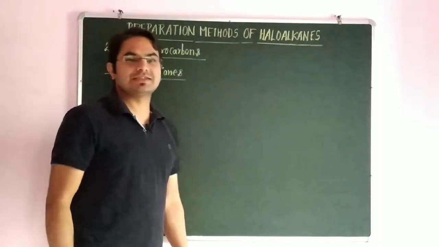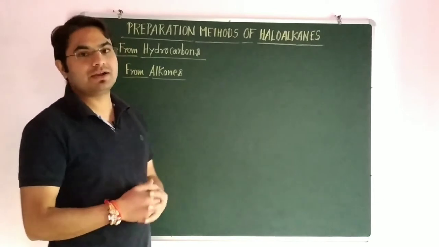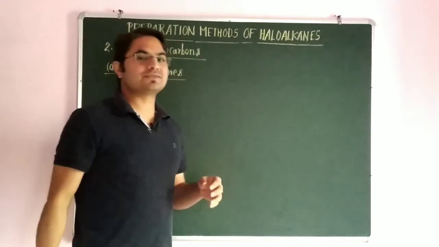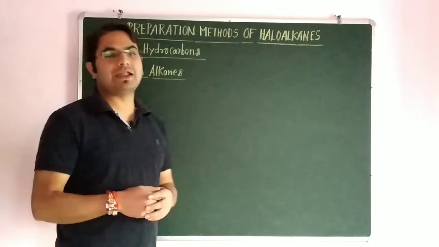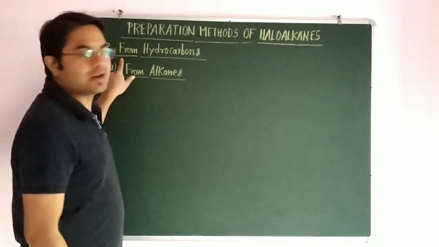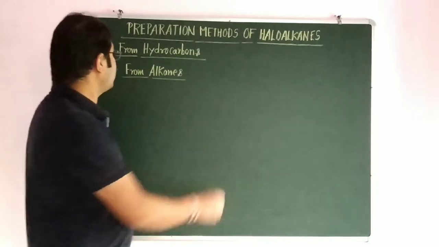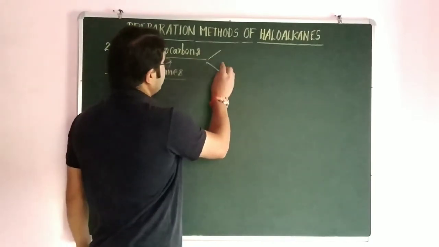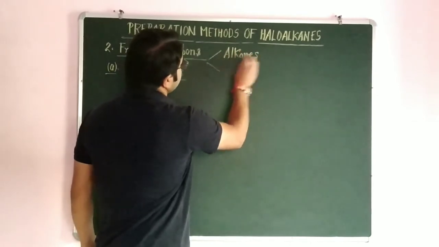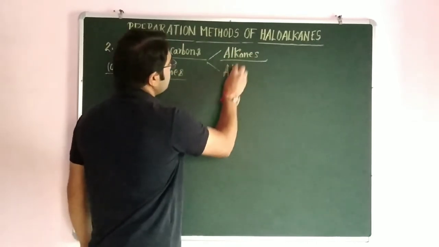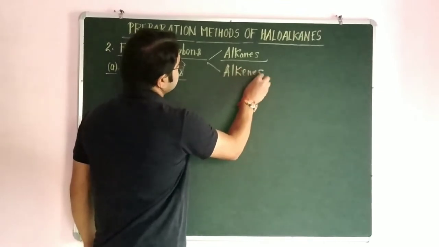Hello students, till now I have covered the preparation of haloalkanes from alcohols. Now the next method of preparation of haloalkane is from hydrocarbons. From hydrocarbons there are two ways to prepare: first is from alkanes and second is from alkenes.